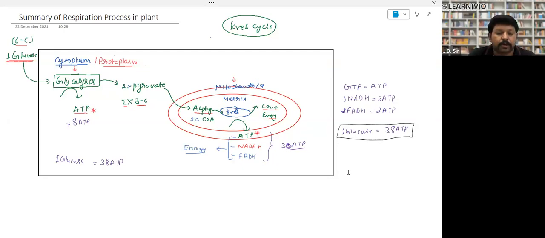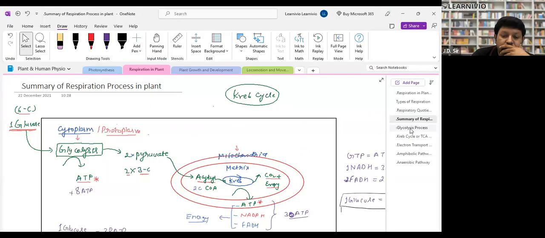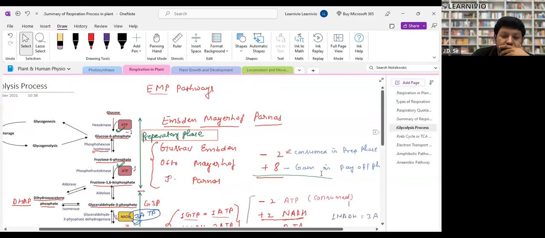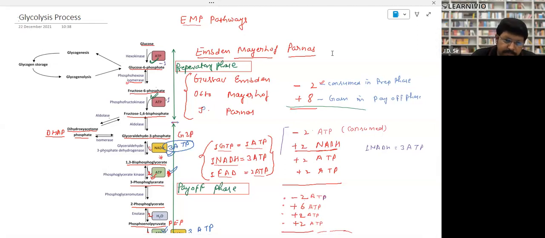Yes, sir. Okay. So now the next topic is the glycolysis process, right? We need to understand what glycolysis is. Glycolysis is also known as the EMP pathway because it was discovered by three scientists, Embden, Meyerhof, and J. Parnas. That's why we call it the EMP pathway, right? So glycolysis can also be defined as the EMP pathway. Now, where does glycolysis take place?